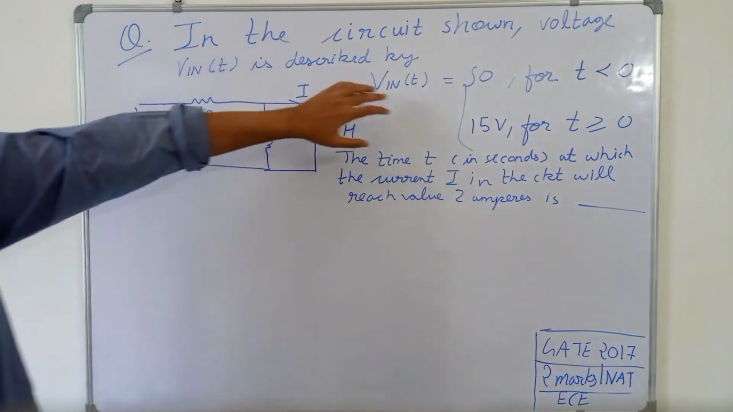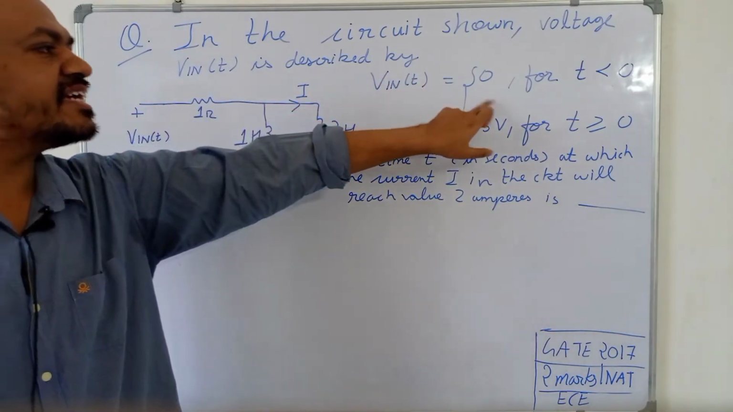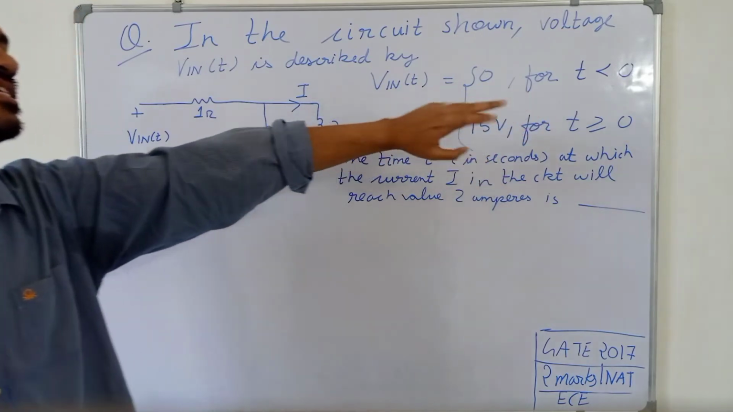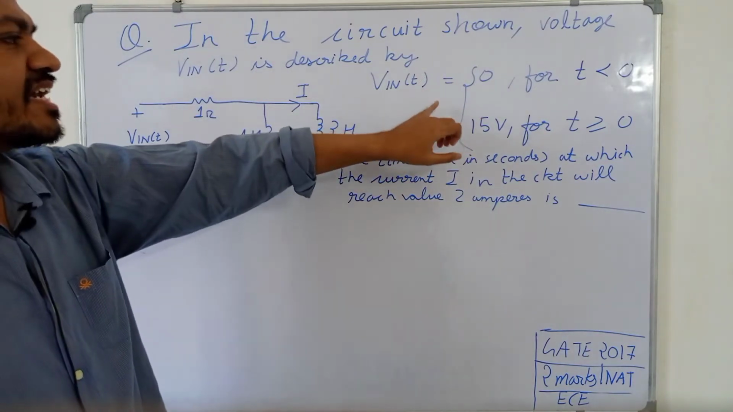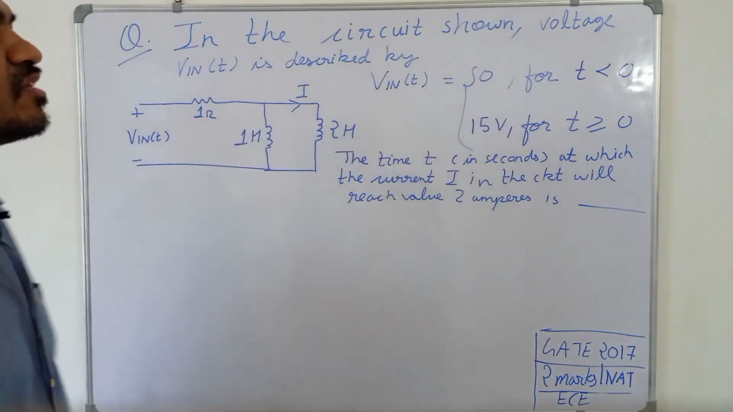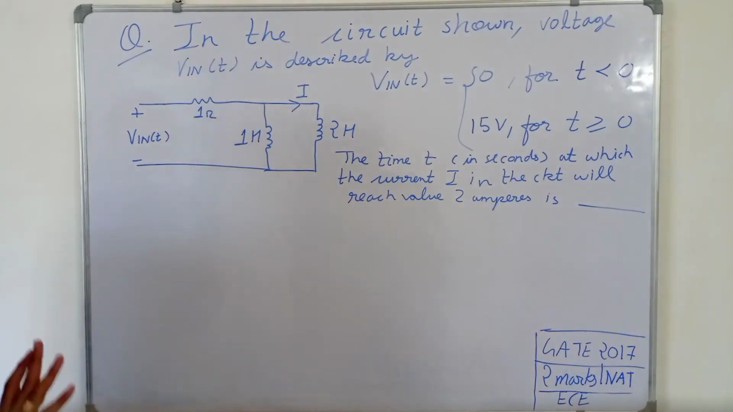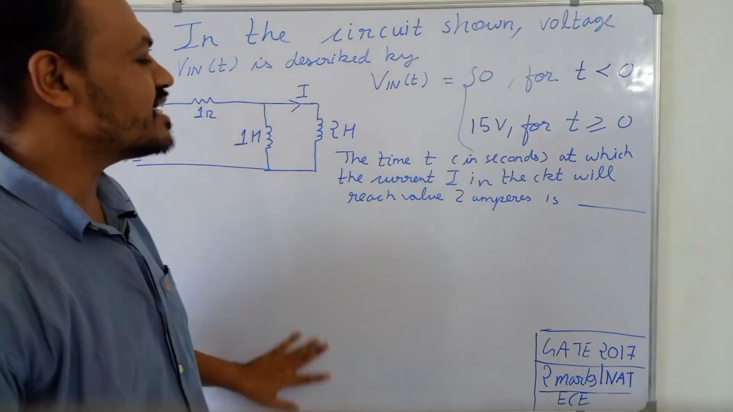Now this V in of t is given to us: V in of t is 0 volt for t less than 0 and V in of t equal to 15 volt for t greater than 0. So the conditions of the circuit are changing at t equal to 0. So t equal to 0 is the transient time. So this question is based on transient analysis.